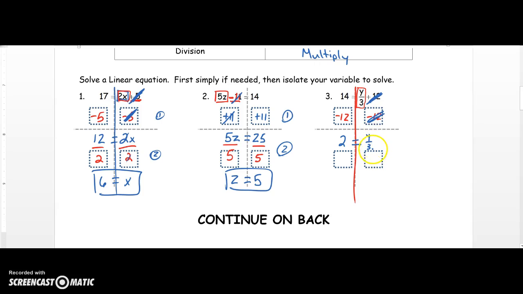Remember to get all the numbers away from the variable. So we see divided by 3, and the opposite of division is multiplication, so we're going to multiply both sides by 3. So now we have 2 times 3 is 6 equals y, because 3 divided by 3 is 1. So you get y equals 6.